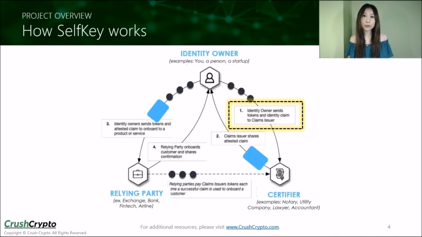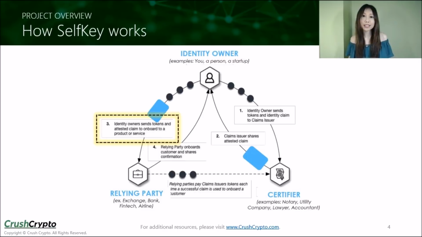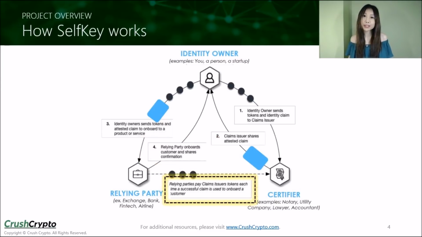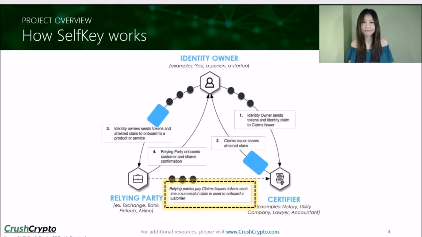First, the identity owner sends tokens and identity claims to the certifier or claims issuer, such as notaries, utility companies, lawyers, and accountants. The claims issuer shares the attested claim with the identity owner, who sends tokens and the attested claim to a relying party to onboard a product or service. The relying party, such as an exchange, bank, fintech company, or airline, onboards the customer and shares a confirmation. They pay claims issuers tokens each time a successful claim is used to onboard a new customer.